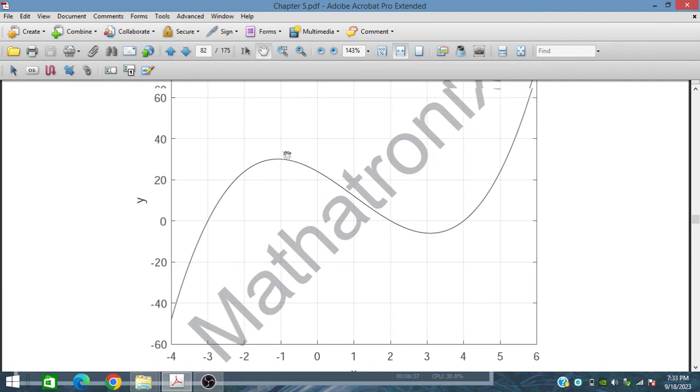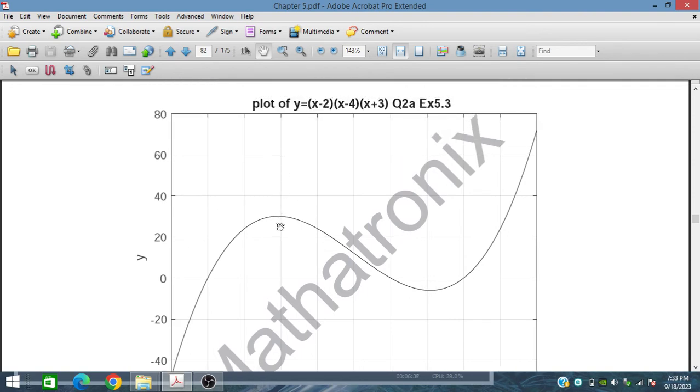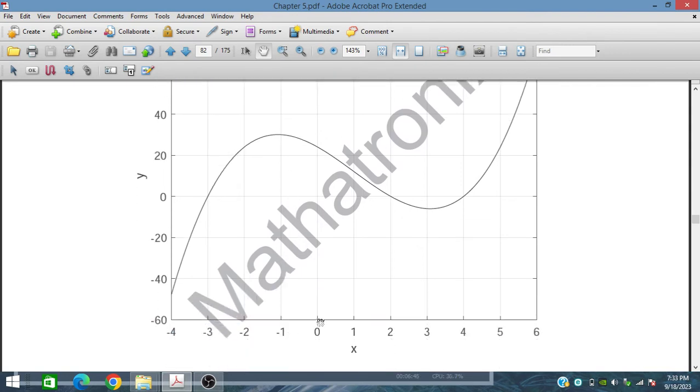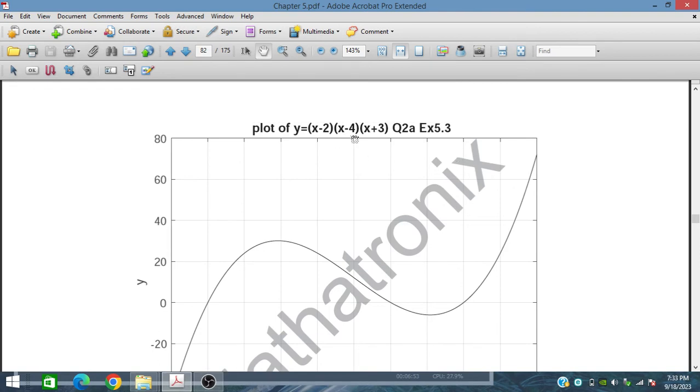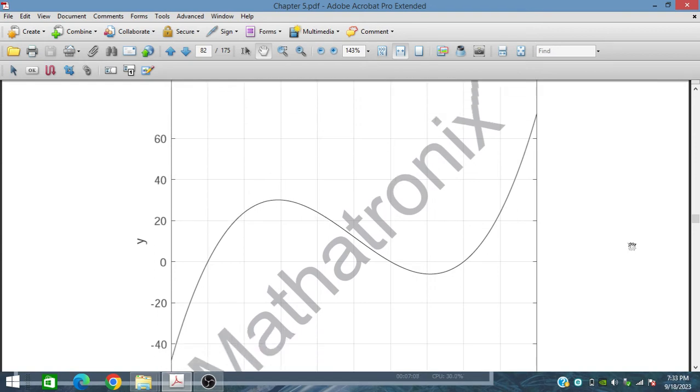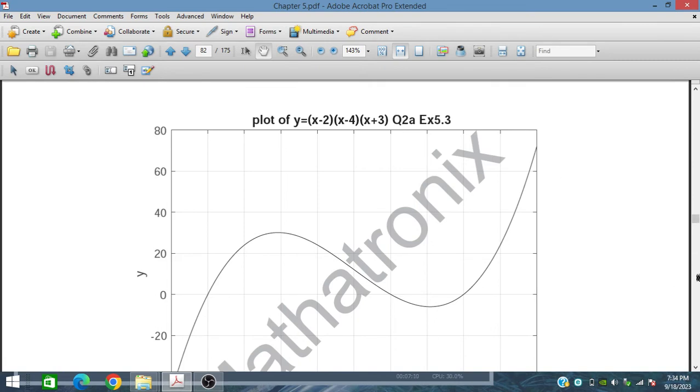and here we can see at this point this is 24. This is on the y axis, because here x is equal to 0, so at this point we multiply 4 by 2 by 3, that gives 24. So this is 0 comma 24. So this is question 2a.